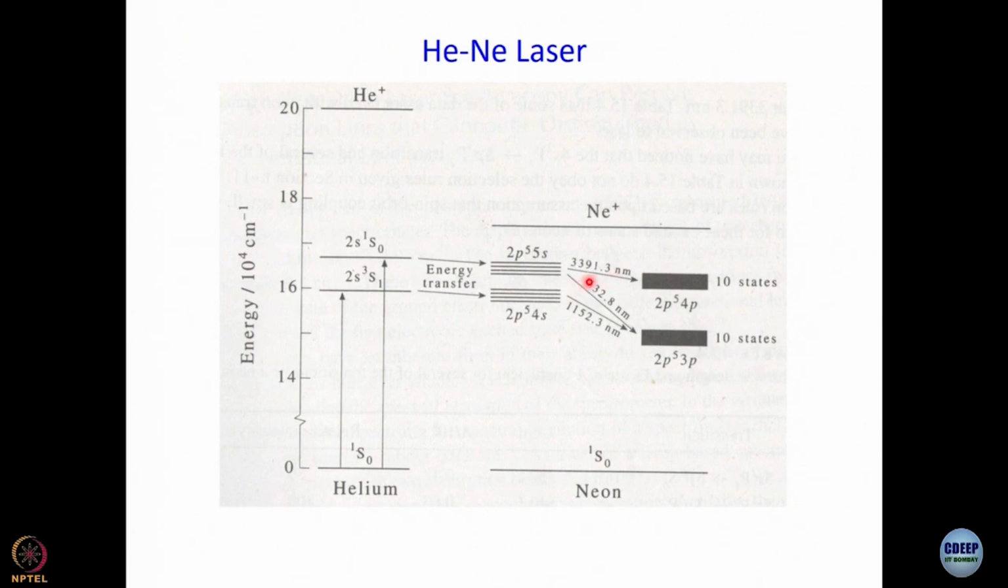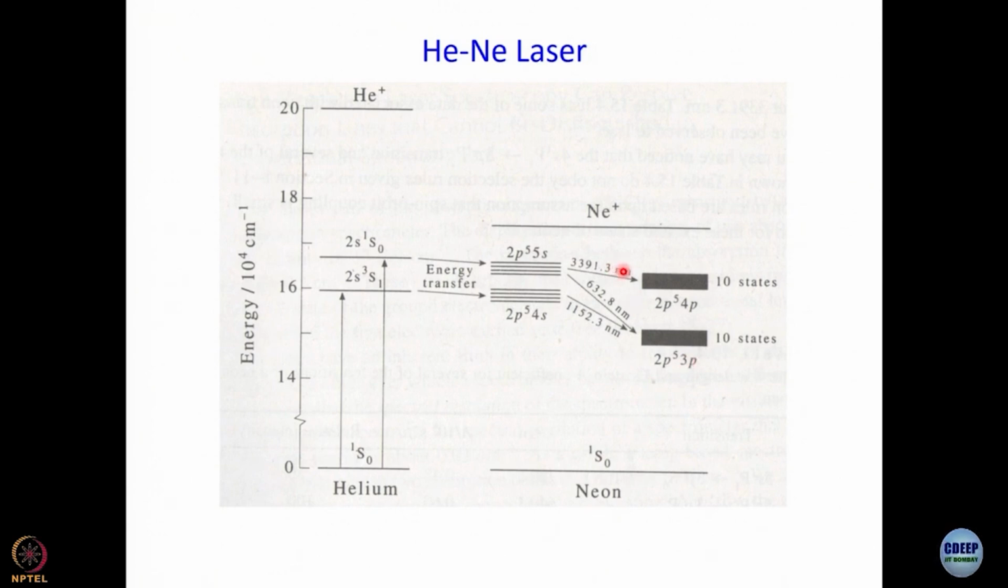Now, I mentioned 3 lines, and you might see that those 3 energies are actually all mentioned here. If it goes from 2p5 5s to 2p5 4p, these two are very close to each other, so the wavelength is 3391.3 nanometer. 2p5 4s to 2p5 3p, you get 1152.3 nanometer. 2p5 5s to 2p5 3p, 632.8 nanometer.